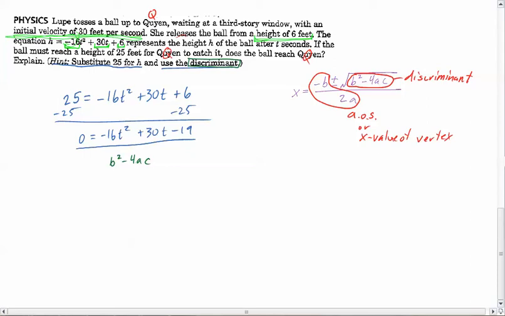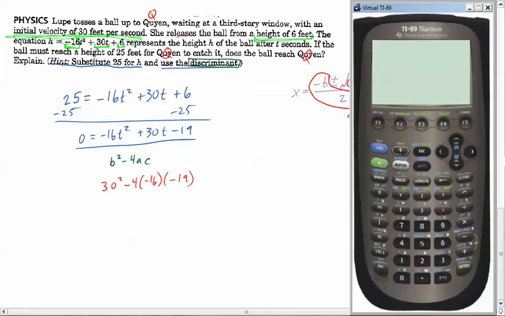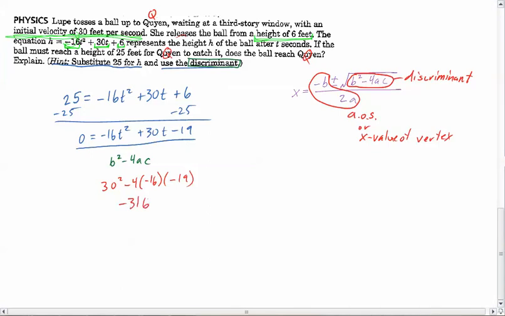So now if we do that, let's go ahead and we'll go 30 squared, because b is 30, minus 4 times a, which is negative 16, times c, which is negative 19. All right, so let's pull out our handy-dandy calculator, and we are going to go to the home screen, because we're just going to type in 30 squared, and then we're going to subtract 4 times negative 16 times negative 19. And you'll find when you work that out, you get negative 316. So negative 316 is the discriminant. What does that mean?